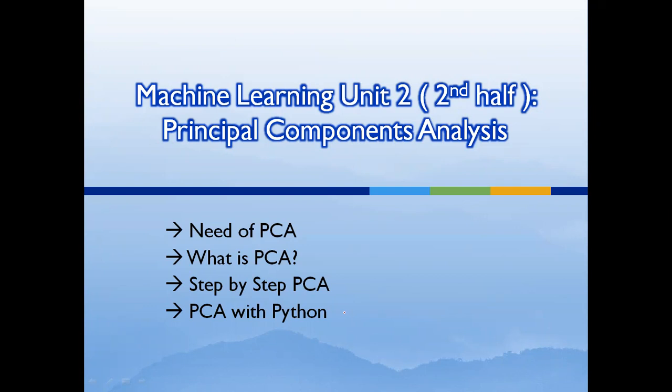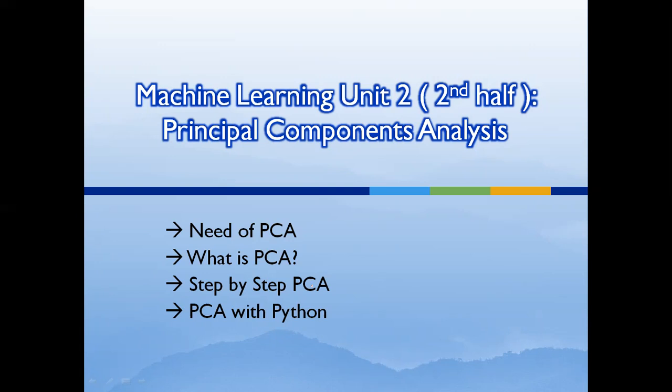Actually, there are two main categories of feature selection technique. One is the feature elimination technique and the second is the feature extraction technique. In the previous session, you studied the different feature elimination techniques, where we directly remove the features that are less important for the machine learning task.